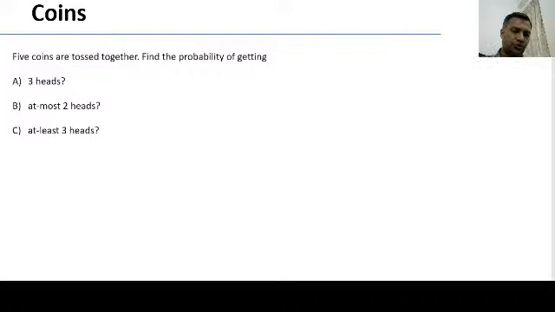5 coins are tossed together. Find the probability of getting 3 heads. First, let's understand that if I toss one coin, what are the total outcomes? 2 outcomes: either head or tail. What about the second coin? 2 outcomes, head or tail.